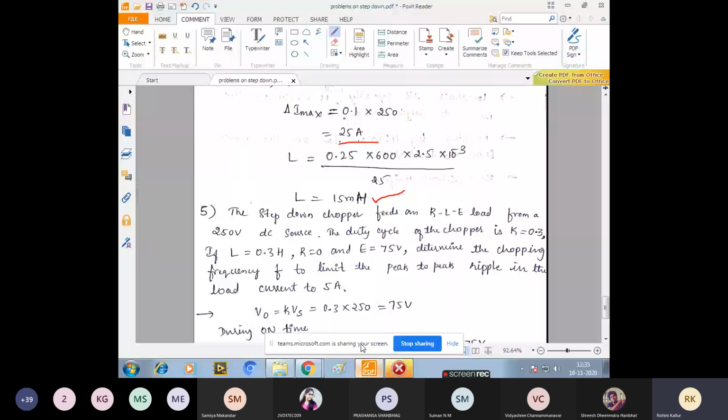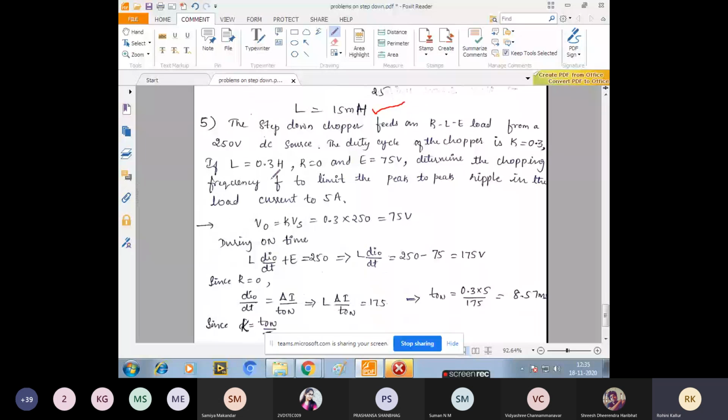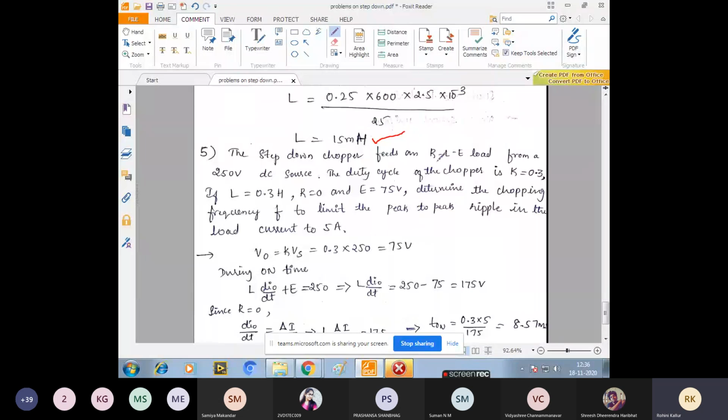So we'll do one more problem. Here what we have is a step down chopper feeds an RLE load. Normally they'll be mentioning the step down chopper or step up chopper. Otherwise they will give you the circuit diagram. So based on the circuit diagram, you need to identify whether it is a step down chopper, step up chopper, or a step down chopper with RL load, step up chopper with RL load.